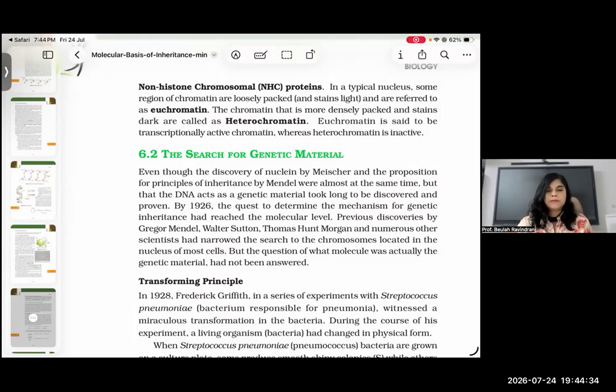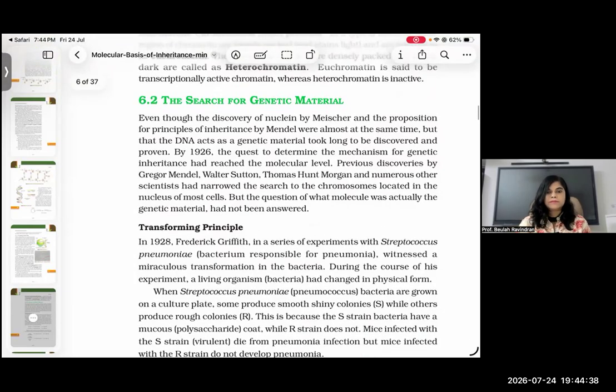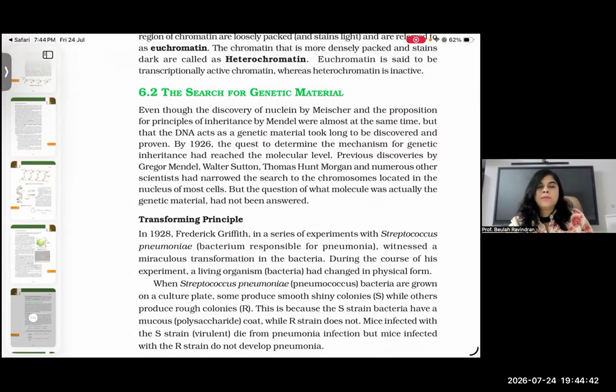Then in your book, it is given: the search for genetic material. Mendel proposed the principles of inheritance, and in 1926, the search to determine the mechanism for genetic inheritance reached the molecular level. Previous discoveries by Mendel, Walter, Thomas, and other scientists had narrowed the search to the chromosomes.